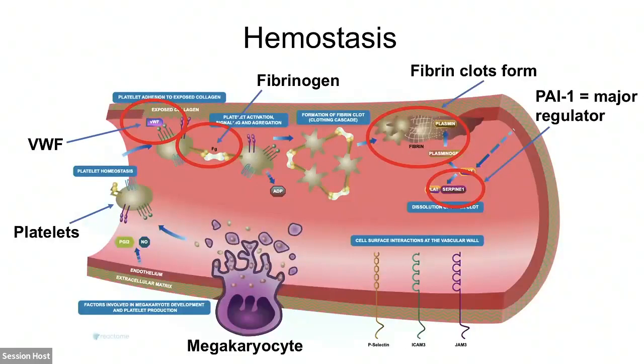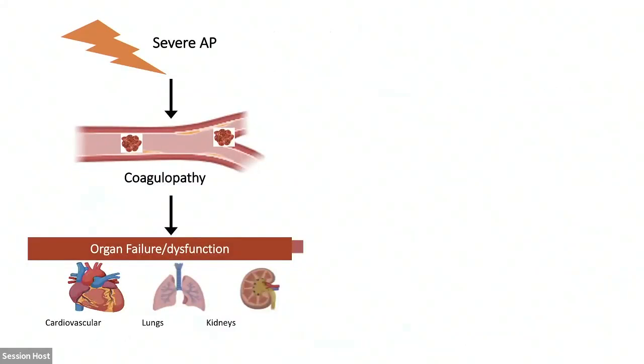This is an overview of the hemostasis process and highlights a few of the important proteins that were observed: von Willebrand protein, fibrinogen, and of course processes such as fibrin clot formation and its regulation by PAI-1, leading to a sort of model that we express here as severe AP causes coagulopathy, and that leads to organ failure. Very simplistic.